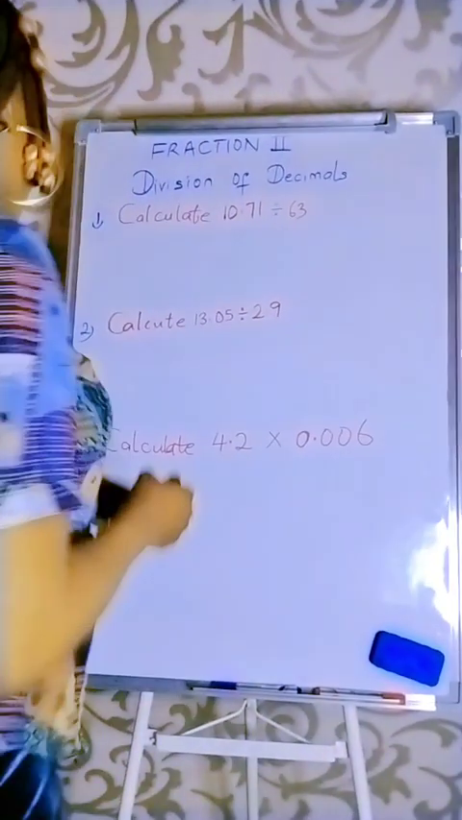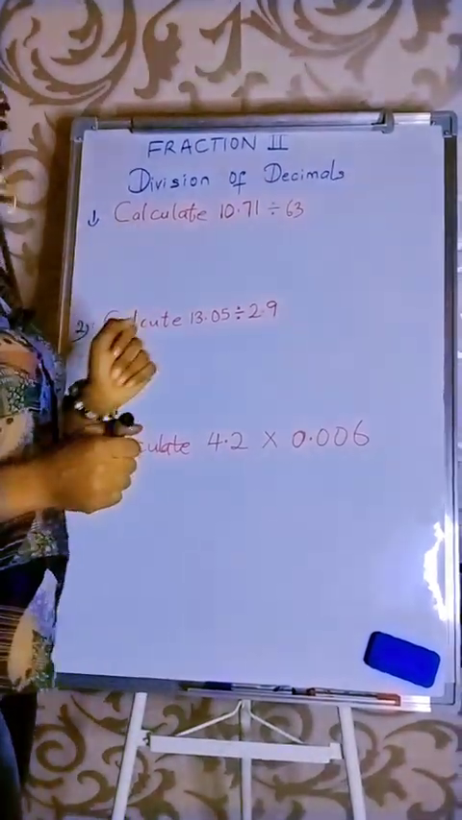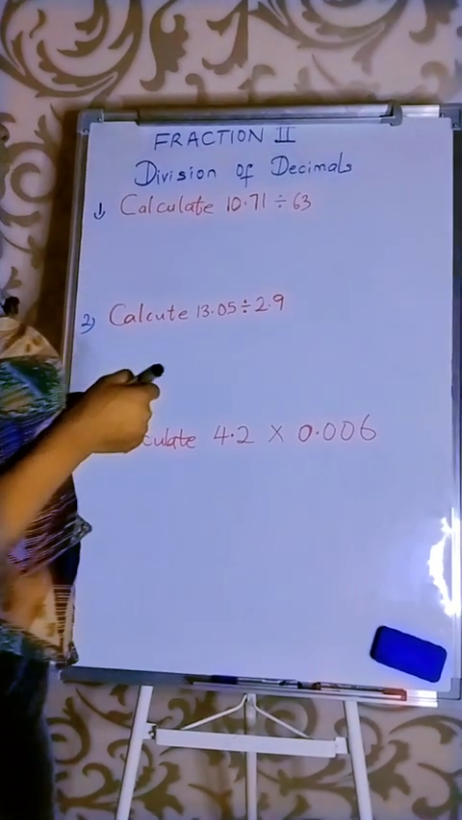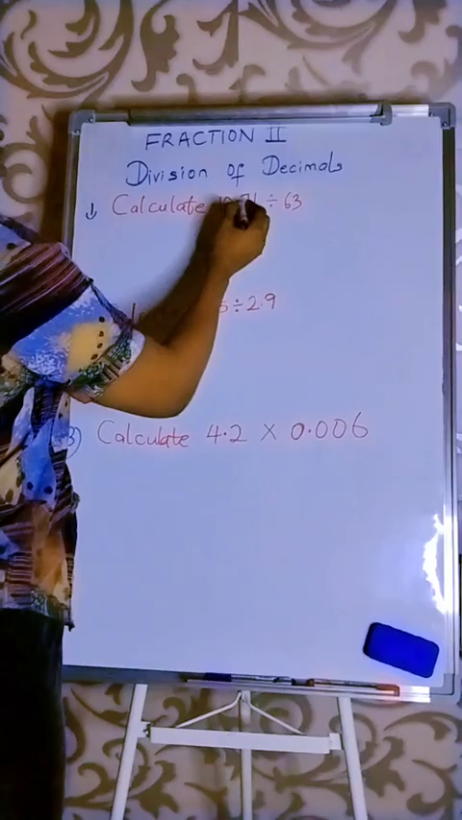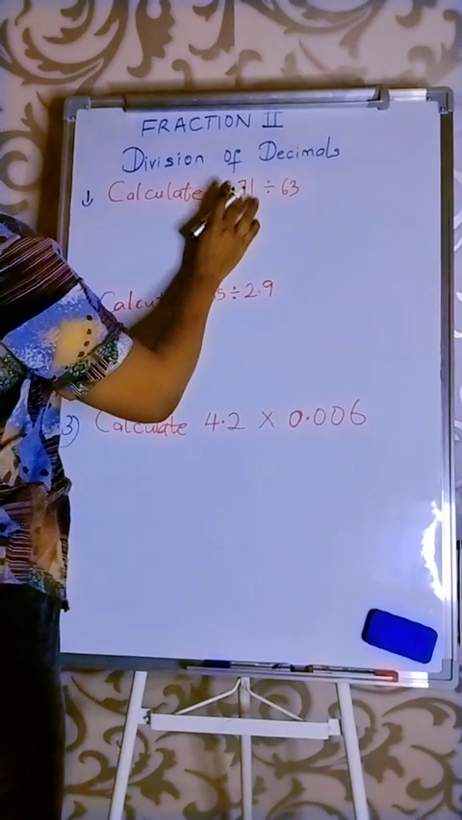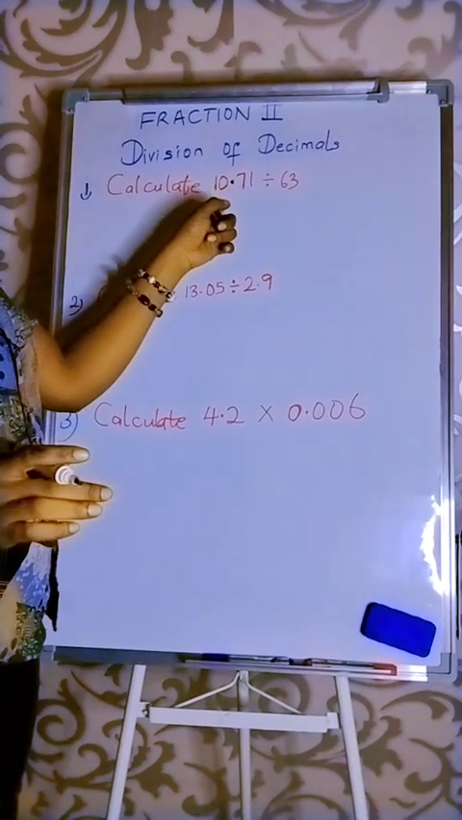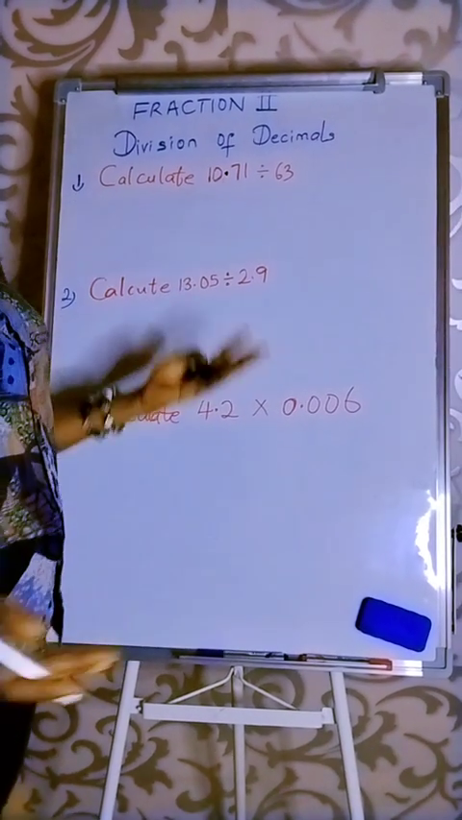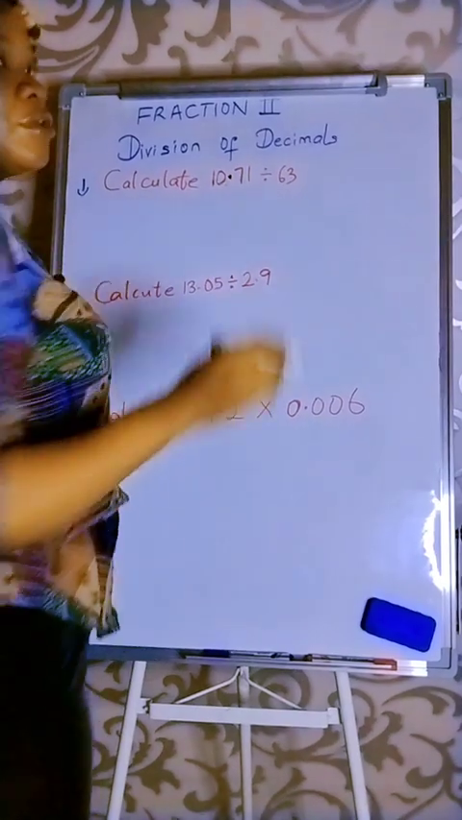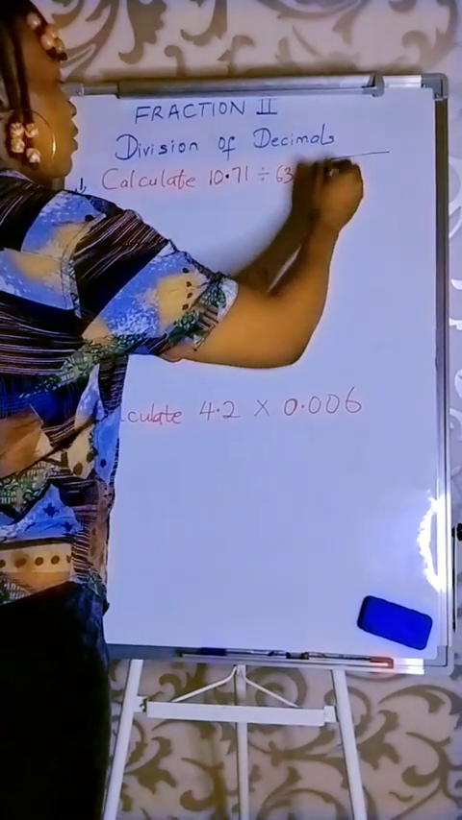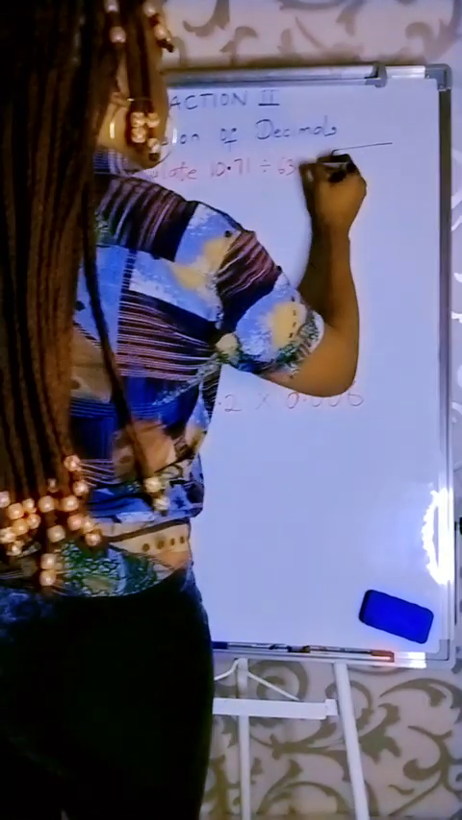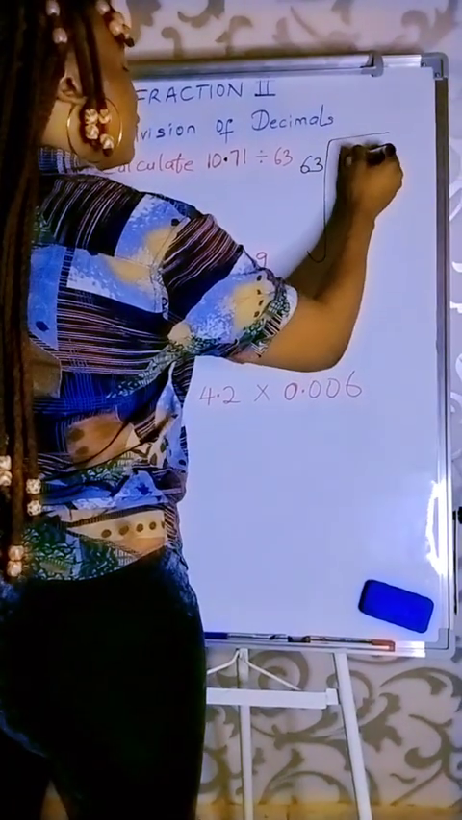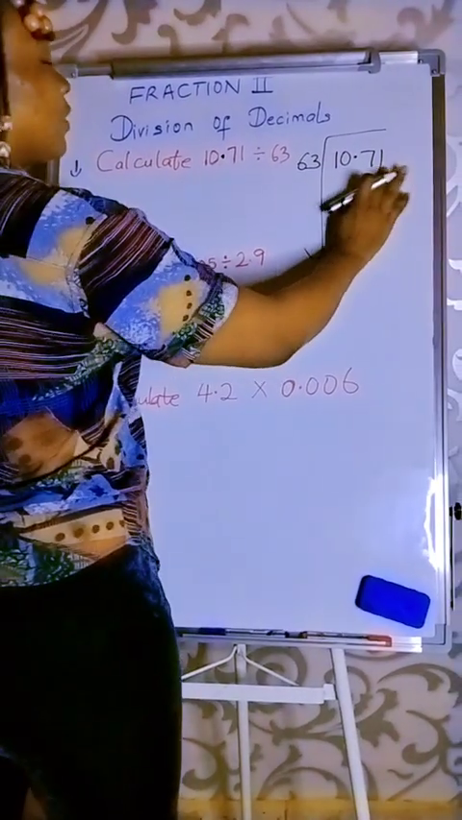So let's go. The first question, calculate 10.71 divided by 63. Note that there is a decimal point before 71. So how do we solve it? Still using the long division method, we put it down. 63 is the divisor, while 10.71 is the dividend.